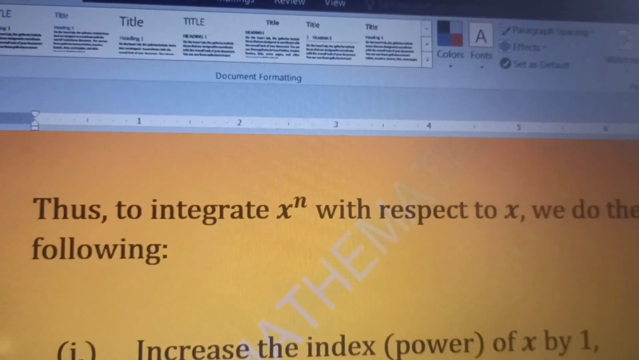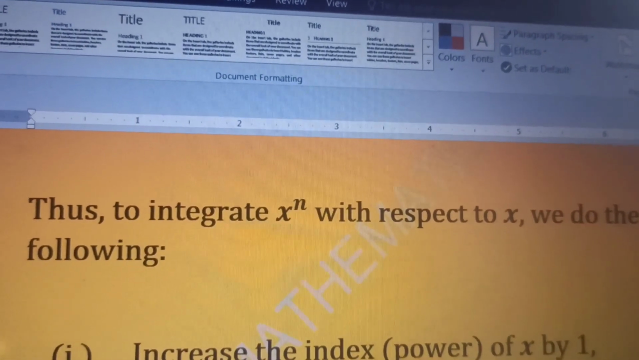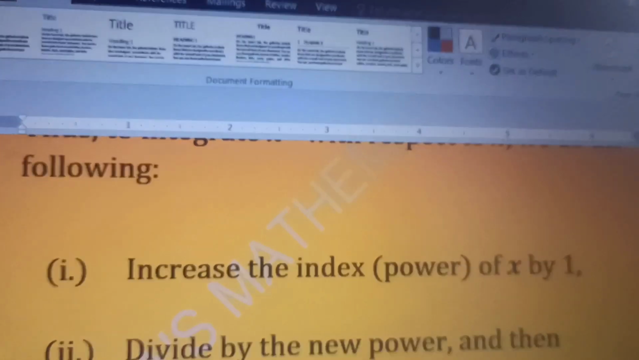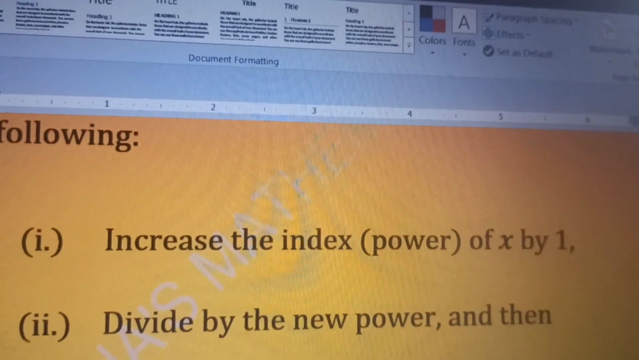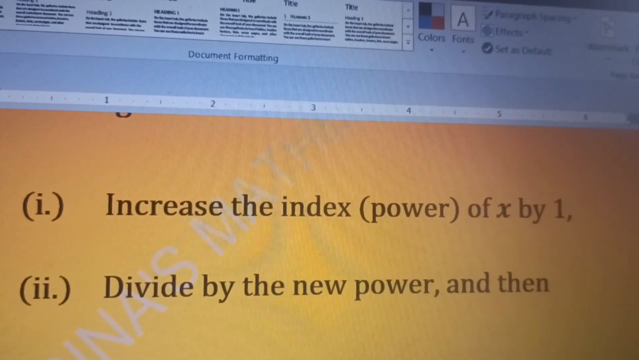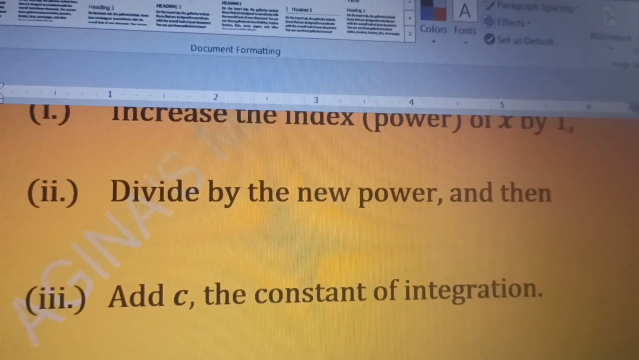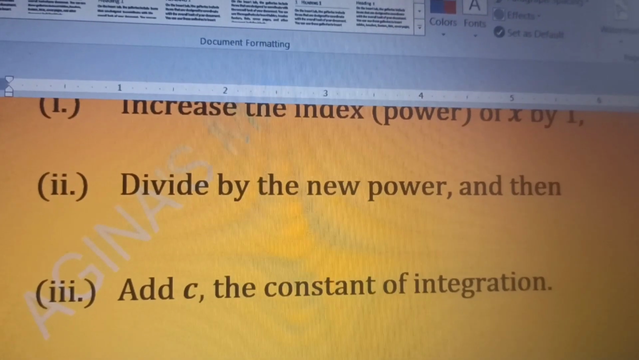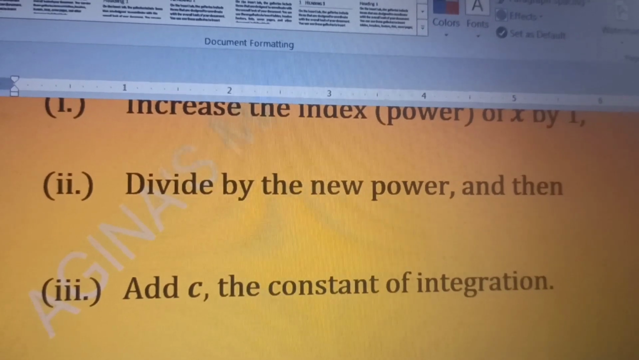Thus, to integrate x to the power n with respect to x, we do the following. First, we increase the index or power of x by 1. Second, we divide by the new power, and then lastly, we add c, the constant of integration. So these are the steps that we can follow while integrating.